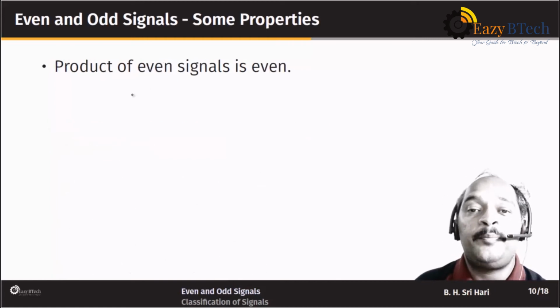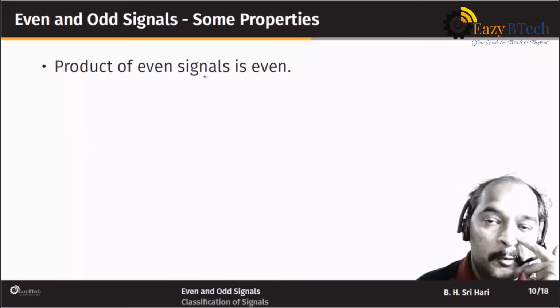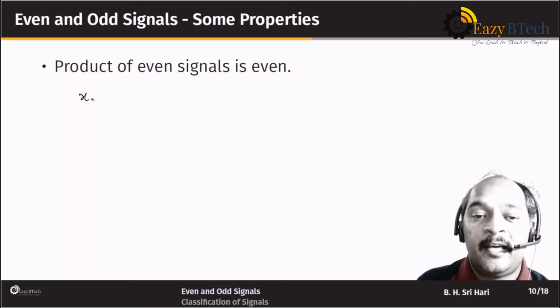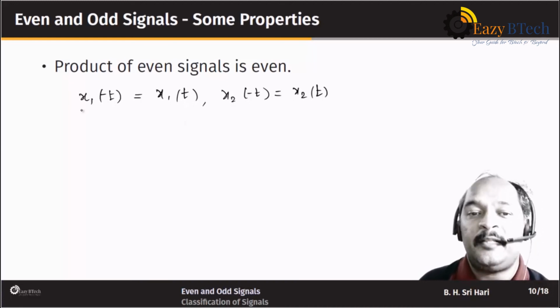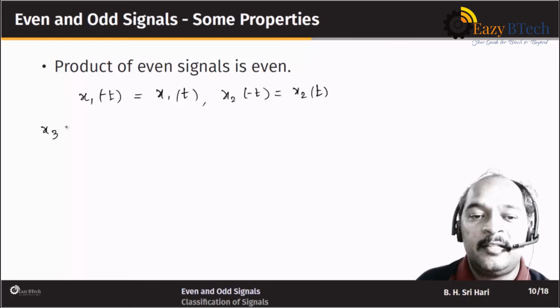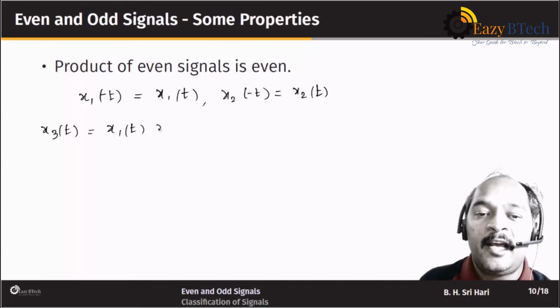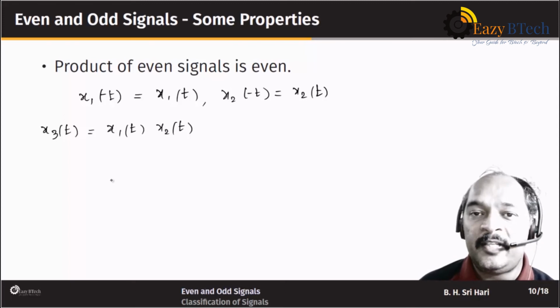Okay, so next, one more important property comes from the product. If you multiply two even signals, the resulting signal is also an even signal. So again, I have taken two signals which are even, x1 of minus t equal to x1 of t and x2 of minus t equal to x2 of t. Because we assume that these signals are even, they should satisfy this property. Now I define a third signal x3 of t, which is the product of these two, x1 of t and x2 of t. So now I want to check whether this signal x3 of t is even or not.